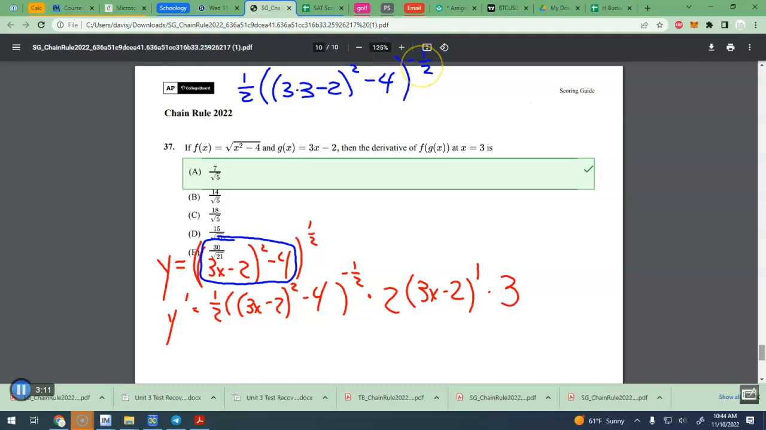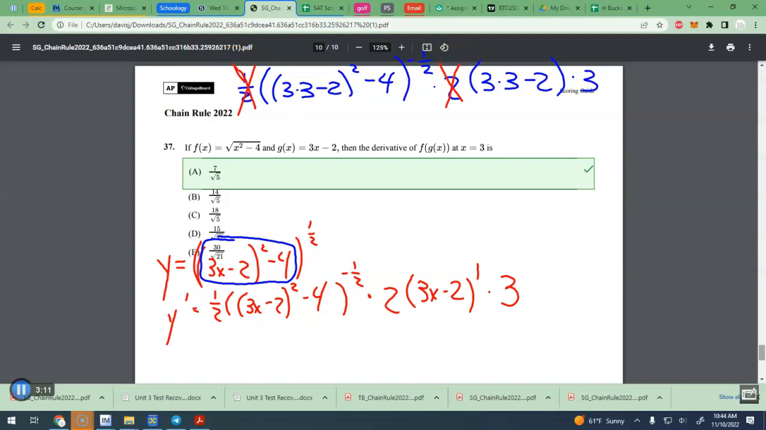So the negative 1 half is a beast. 2 times 3 times 3 minus 2 times 3. Okay? You with me so far? I can clean this up a little bit. Like 1 half times the 2. If I multiply 1 half times 2, those just go away. So that's kind of nice.